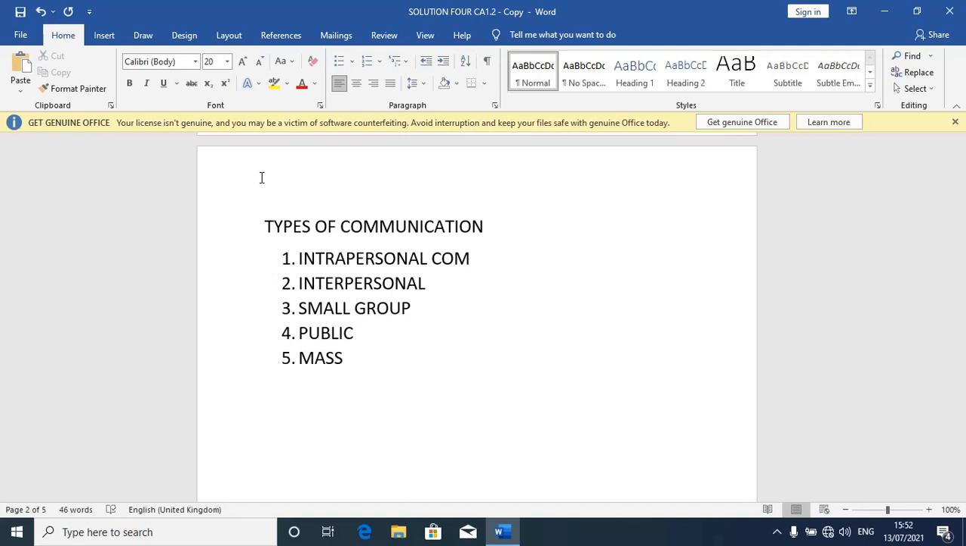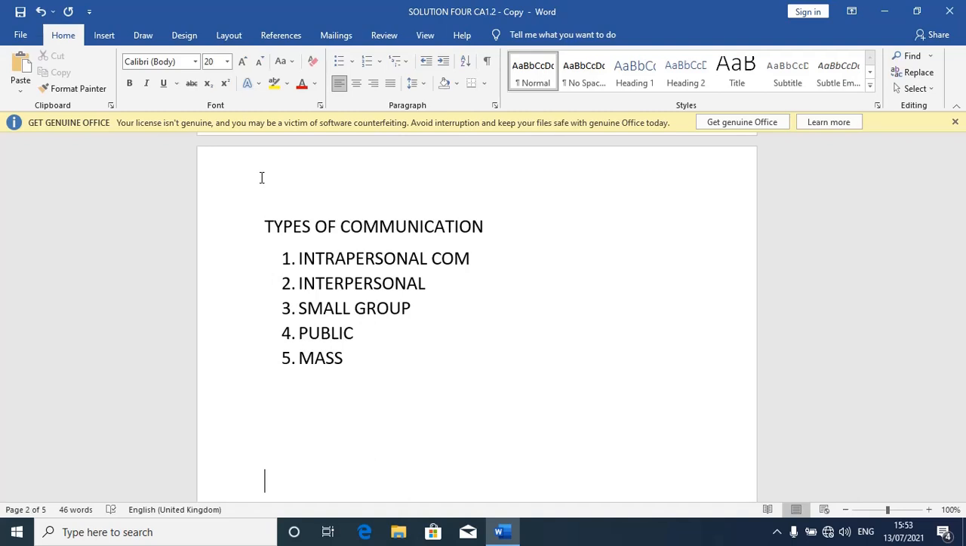It takes place every time. It's the communication that goes on within an individual. Some of the features of intrapersonal communication is that it takes place 24 hours a day. And this kind of communication may be expressed in written form. For example, people keep diaries of their thoughts and ideas, they write them down. So that can be expressed in written form. It's called intrapersonal communication.